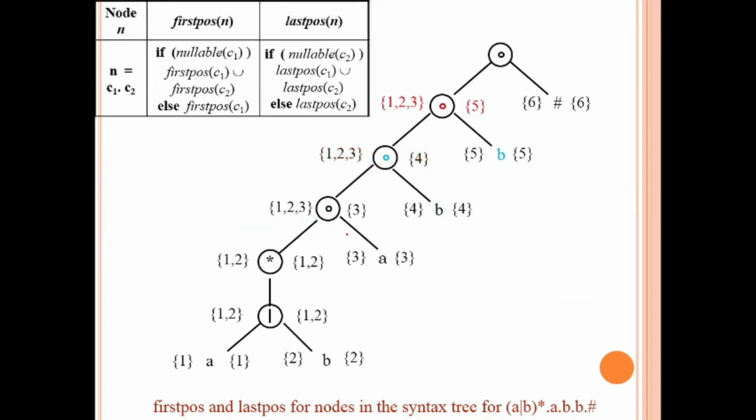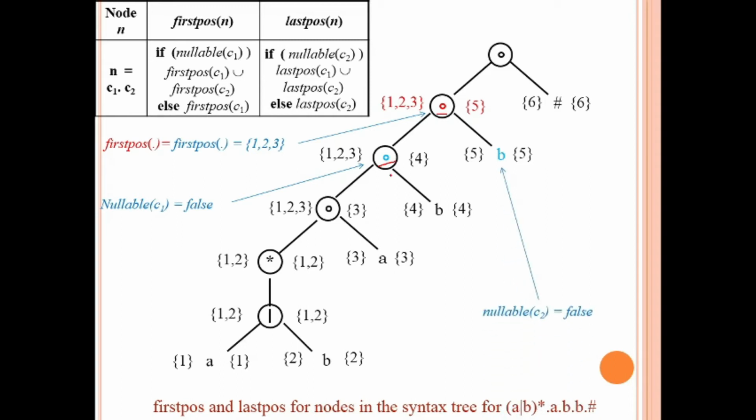Moving further, for this concatenation node we again see its left child, or the first child, is not nullable, and that's why we can write the first position of the current concatenation node is equal to the first position of the left child, which is equal to 1 2 3. And similarly, the last position of the current concatenation node will depend upon whether the second child is nullable or not. In our example, the second child, that is B, is not nullable, and that's why the last position of the current concatenation node is equal to 5.